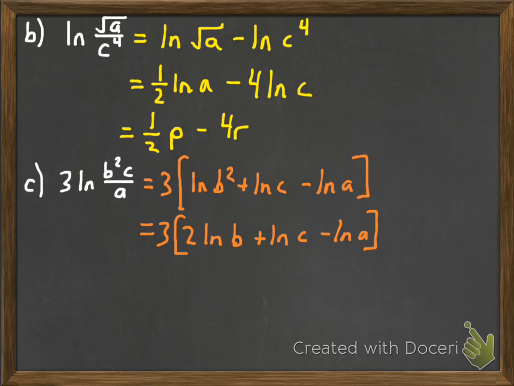Alright, finally, well not finally, we're going to have 2 more steps I guess. We can now go and substitute q, r, and p into this expression. So we're still going to have a 3, but instead of 2 ln b, we'll write 2q plus r minus p. And then finally, we can go ahead and distribute that 3 to each of these terms here. And we'll get 6q plus 3r minus 3p.